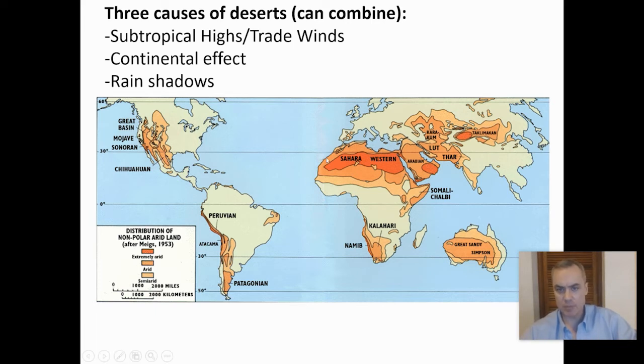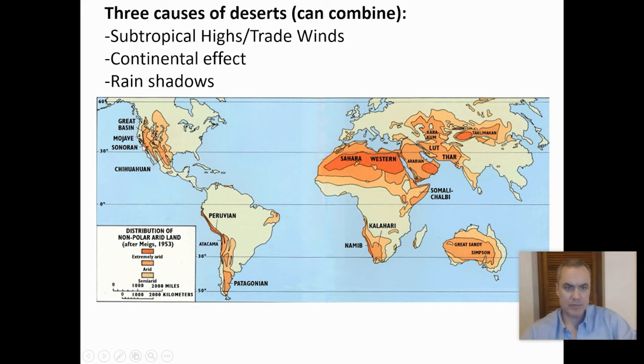Take, for example, Morocco, here on the coast of Africa, where the pointer is. The interior of Morocco is in the Sahara Desert. That's under the trade winds. It's a trade wind desert. But at the same time, it's also in a rain shadow of the Atlas Mountains, which run all across the western part of North Africa.